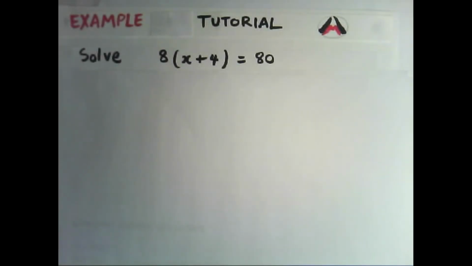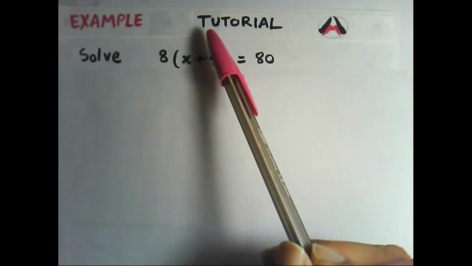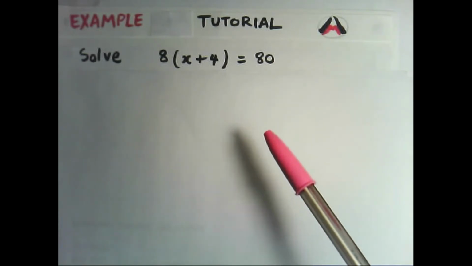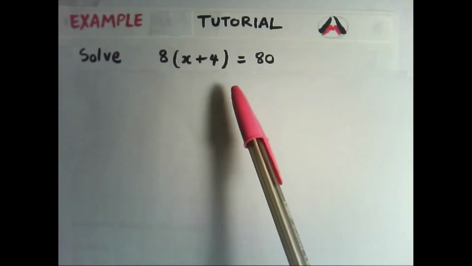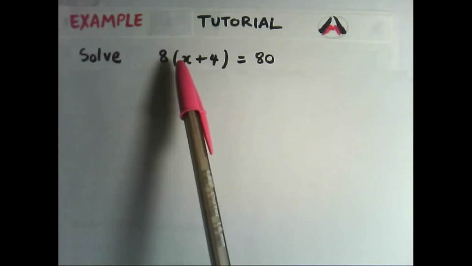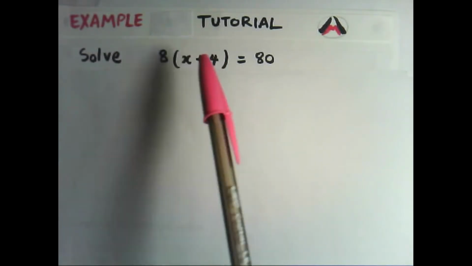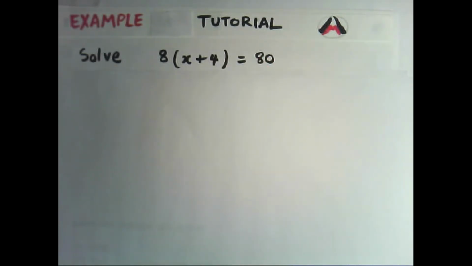In this question, we're asked to solve the linear equation 8(x + 4) = 80. So one possible strategy in trying to solve this linear equation would be to expand out the brackets. If we did that, we would get 8 times x, which would give us 8x, and then 8 times positive 4, which would give us positive 32, is equal to 80. So we can see that in the next line.